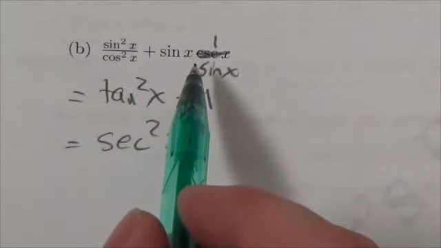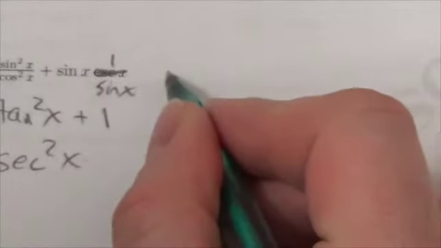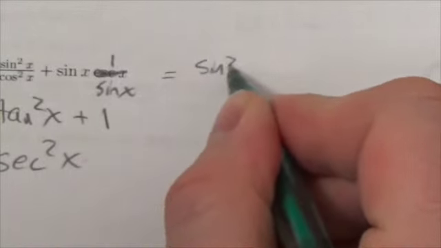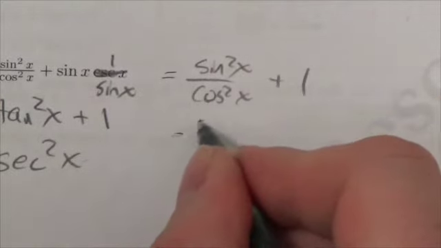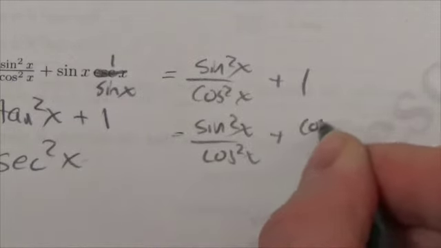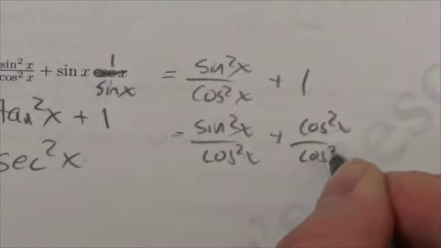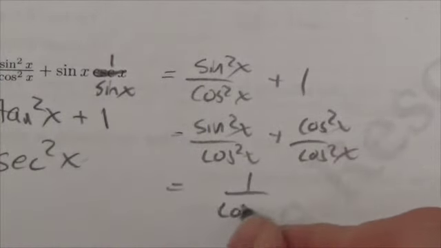But if I didn't put it in this form, then I'm kind of stuck doing, well, that's sine squared of x over cosine squared of x plus 1, which would be sine squared of x over cosine squared of x plus cosine squared of x over cosine squared of x. And then sine squared plus cosine squared is 1, over the cosine squared of x.